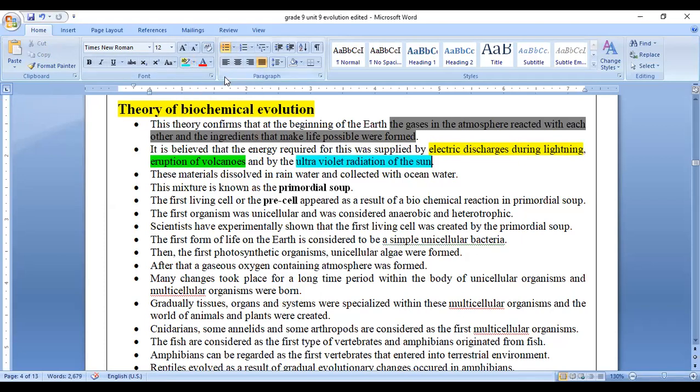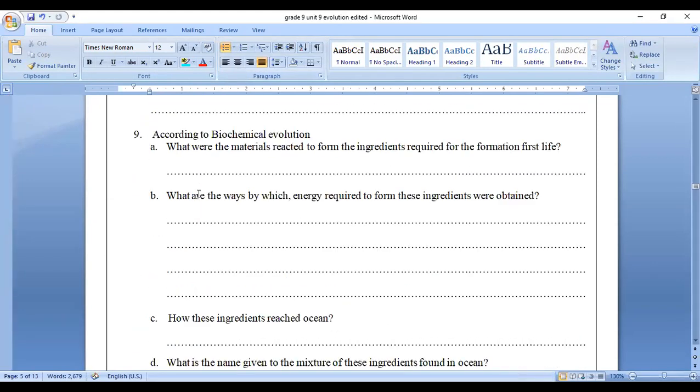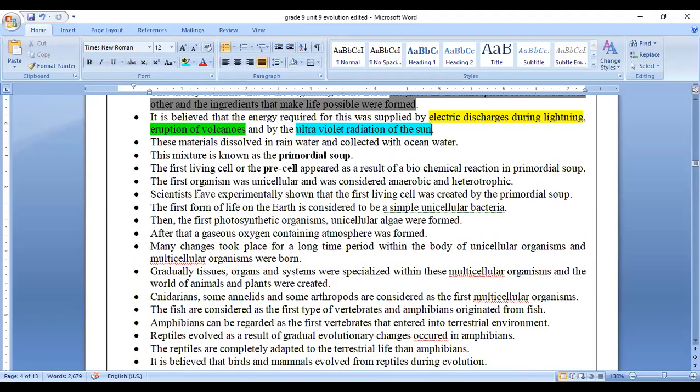In how many methods? Three methods. What are the three methods? Electric discharges during lightning, volcanic eruptions, and ultraviolet radiation of the sun. Actually, I think I have left four lines. If I have left four lines, it's accidental. It's okay. You write the three and go away. No problem. Only three are there in the syllabus.